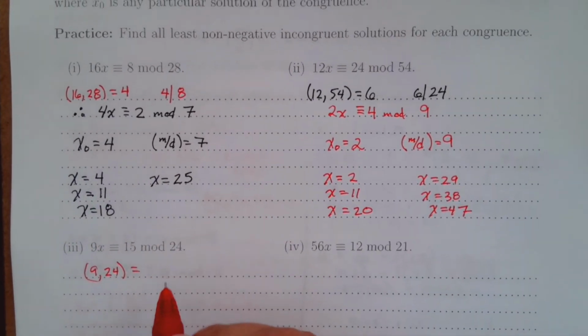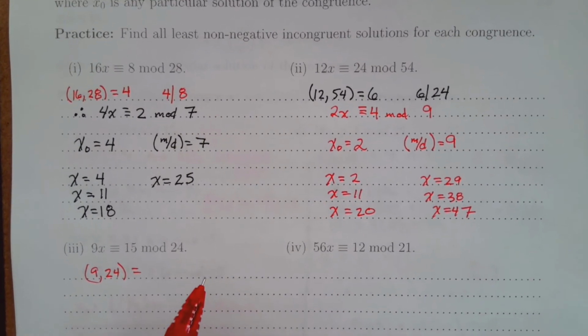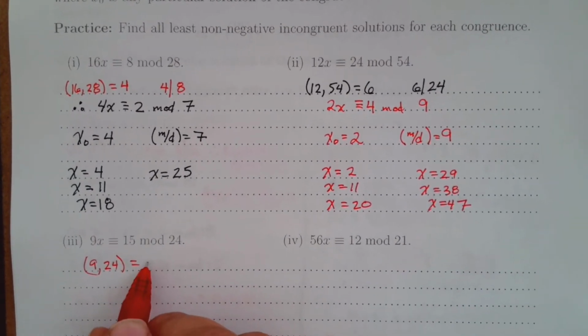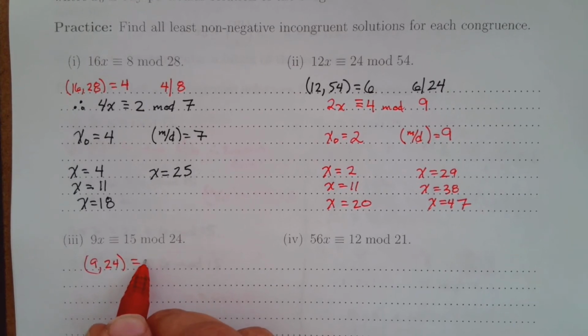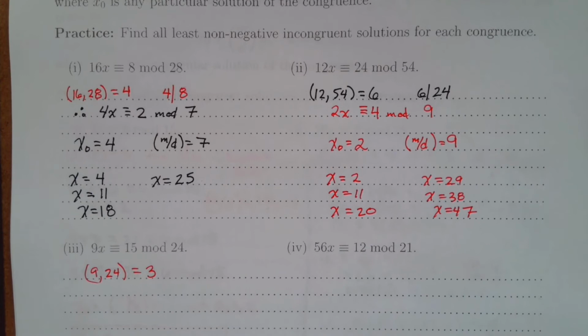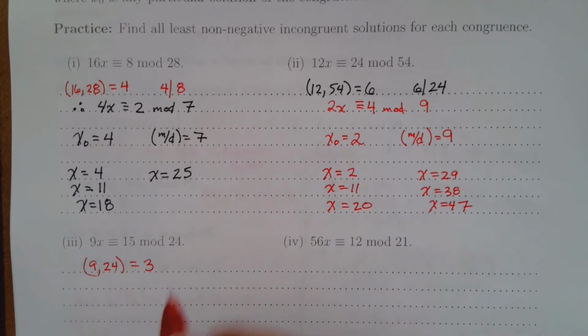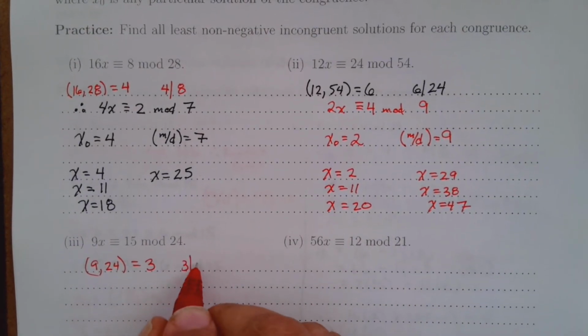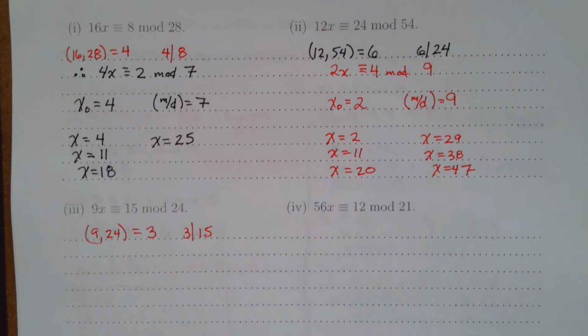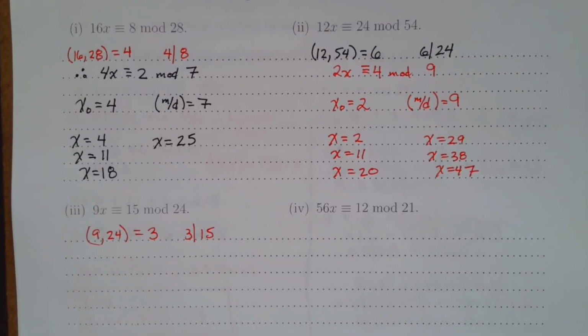That greatest common divisor of 9 and 24 is equal to, let's see here, 3, right? Because 9 does not divide 24, 6 does not divide 9, but 3 divides 9 and 3 divides 24. And importantly, 3 also divides 15. So I know I'm going to have 3 solutions, okay?